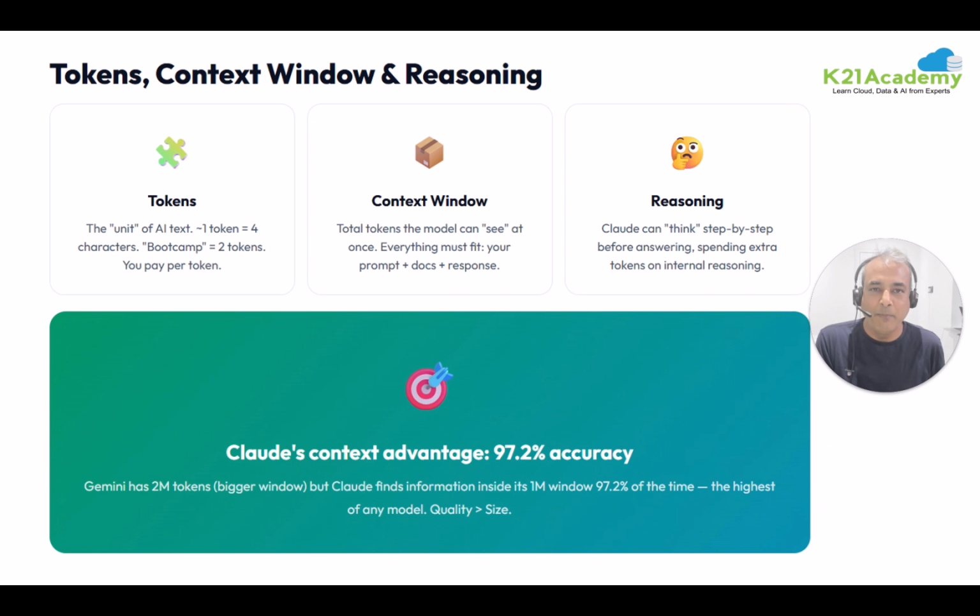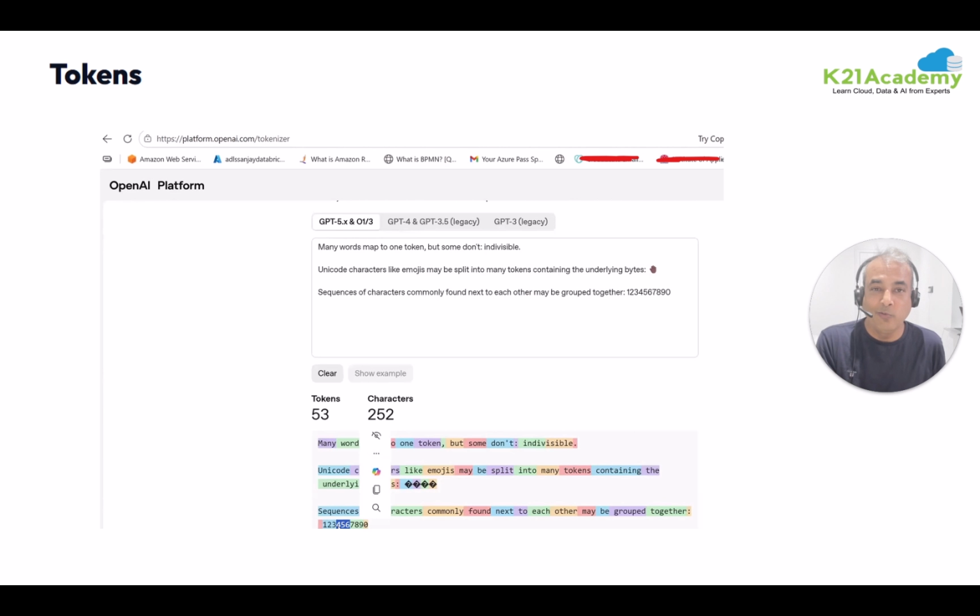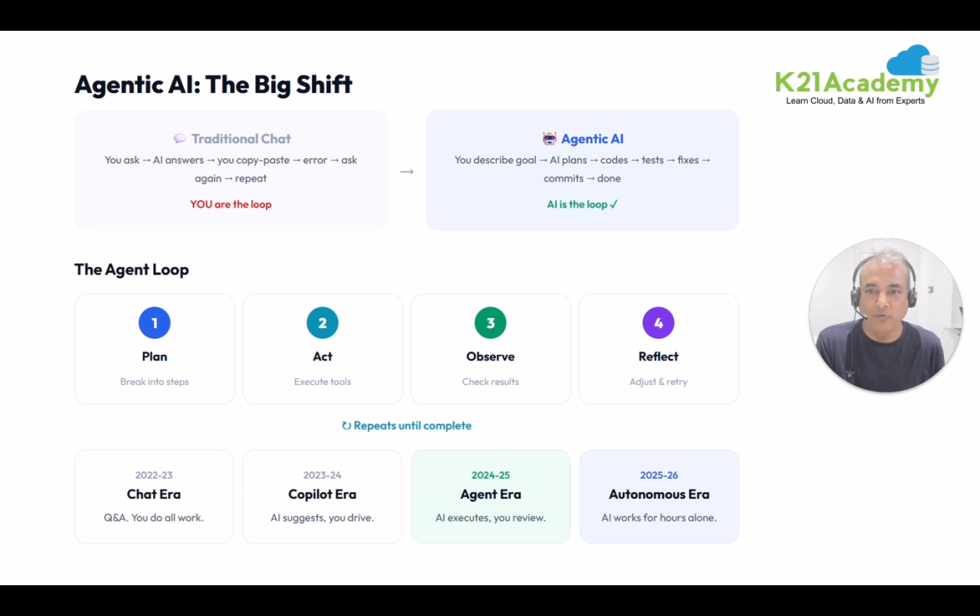Then we'll begin with the concepts, starting with the token, which is very important. This is a new currency. That's how you pay, in terms of tokens, based on how much you use. We'll also look at the context window, which is very important. That's why Claude became so popular, because it has a huge context window. And then of course reasoning. We'll take an example from OpenAI when we discuss tokens, because that's how you'll eventually be paying for whatever services you're using.